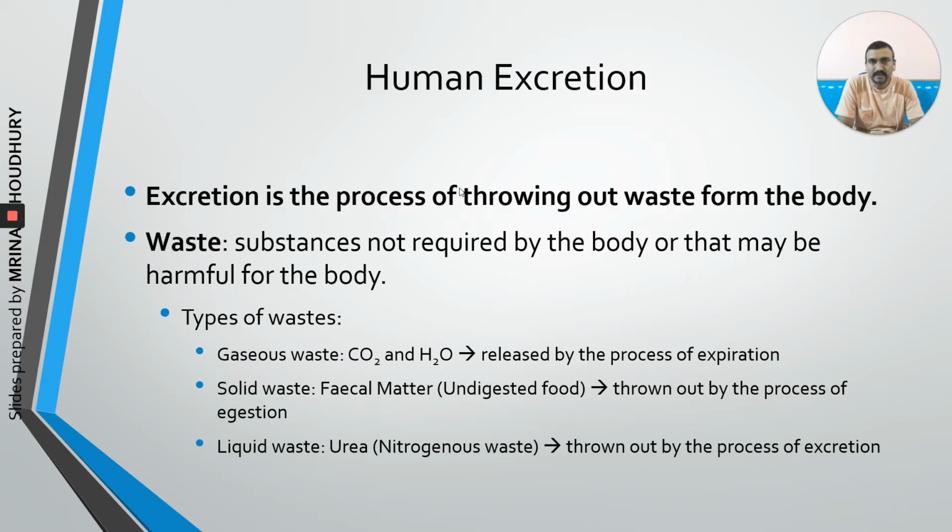Let us understand how we can see different types of waste. Gaseous wastes are obviously carbon dioxide and water vapor, and they are produced by the process of respiration. However, in this topic of excretion, we do not discuss their release because they are already released by the process of exhalation, which we have discussed in the breathing process.